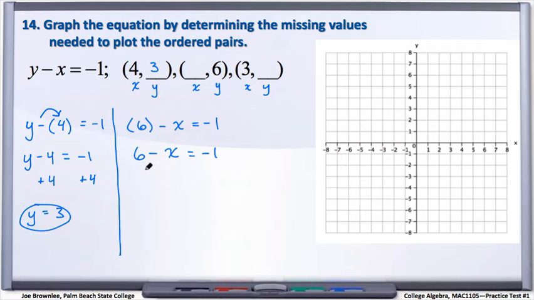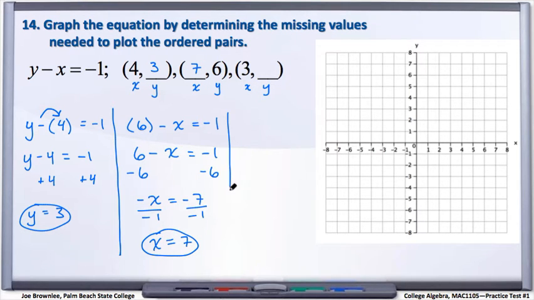We're trying to solve for x, so let's start moving things away from the x, and to do that we'll subtract 6 from both sides. So we end up with -x equals -7. And lastly, if we want a positive x, we can divide or multiply both sides by -1. We'll end up with the same result. Either way, we end up with x equals a positive 7. So there's our x.